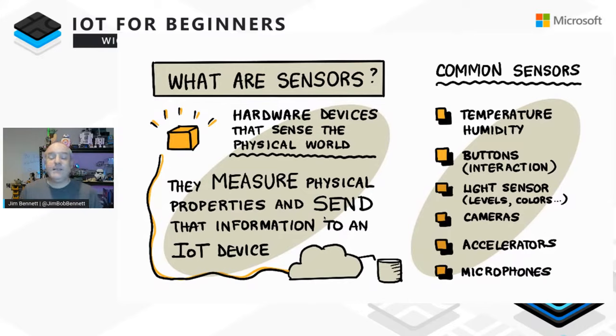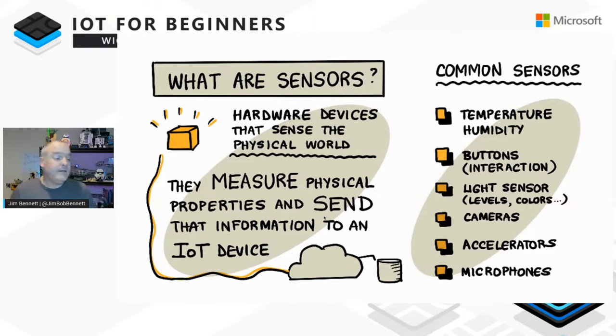But these do it not through nerves. They sense the world through electronic components and send electrical signals to an IoT device. Now, the common sensors you get, temperature and humidity, this is pretty much the 101 sensor. If you look at a lot of beginning IoT projects, a lot of beginning maker projects, you'll probably see things like a BME280 temperature, pressure, humidity sensor, or a DHT sensor, other kind of temperature sensors. These are kind of the ones that are everywhere. These are the kind of the core sensors.